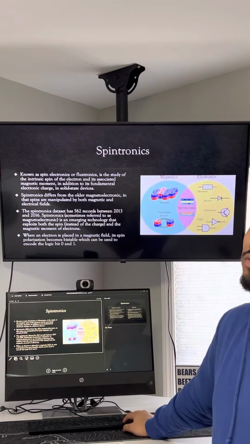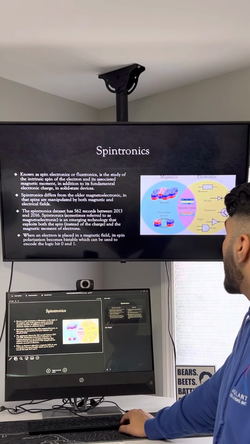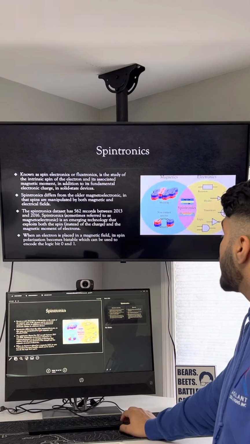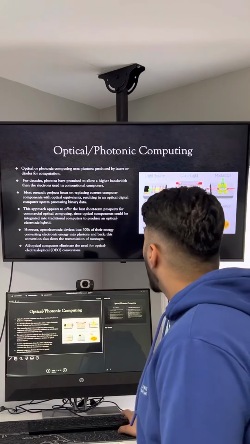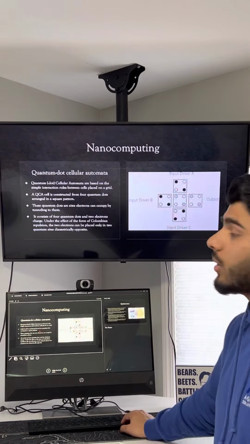All right, spintronics. It's another topic that we were referring to. I just want to check one thing. All right, so this is the third topic for our part one.